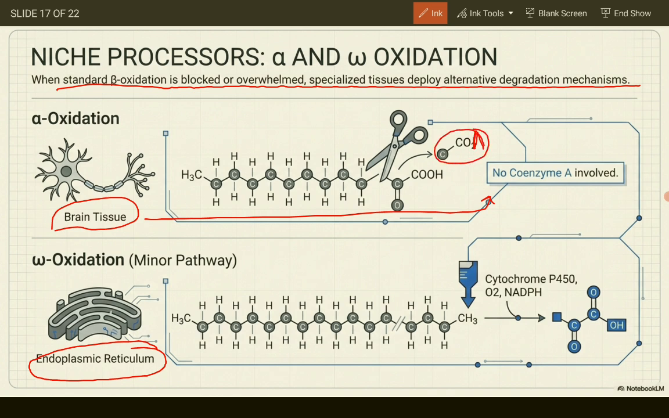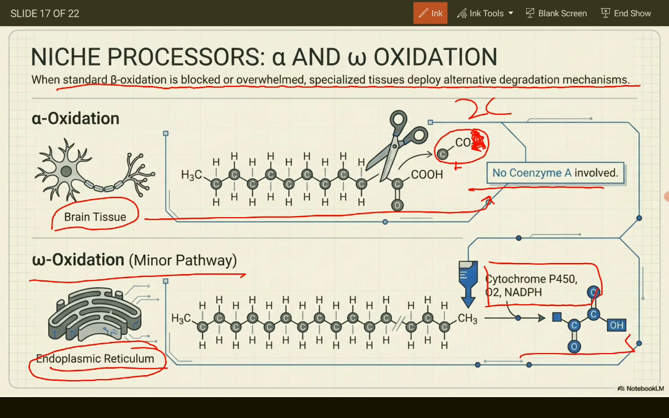Alpha oxidation removes one carbon at a time, in each cycle, unlike beta oxidation that removes two carbons. There is no coenzyme A involved. While omega oxidation is a minor pathway that happens in the endoplasmic reticulum, cytochrome P450, O2 and NADPH are required for this procedure to occur.